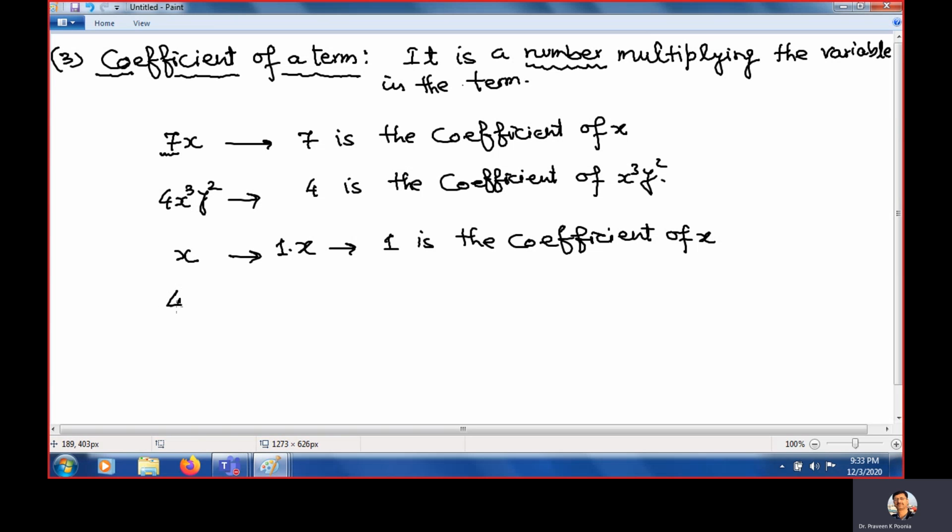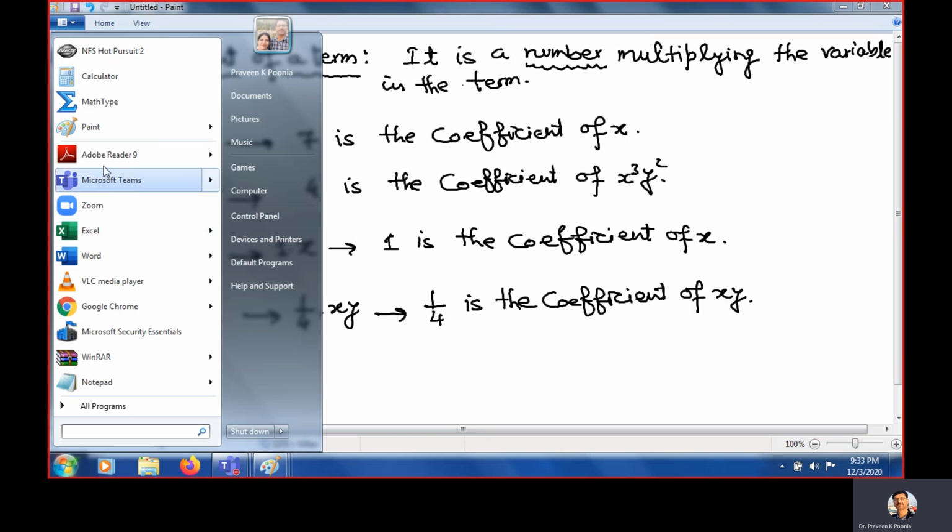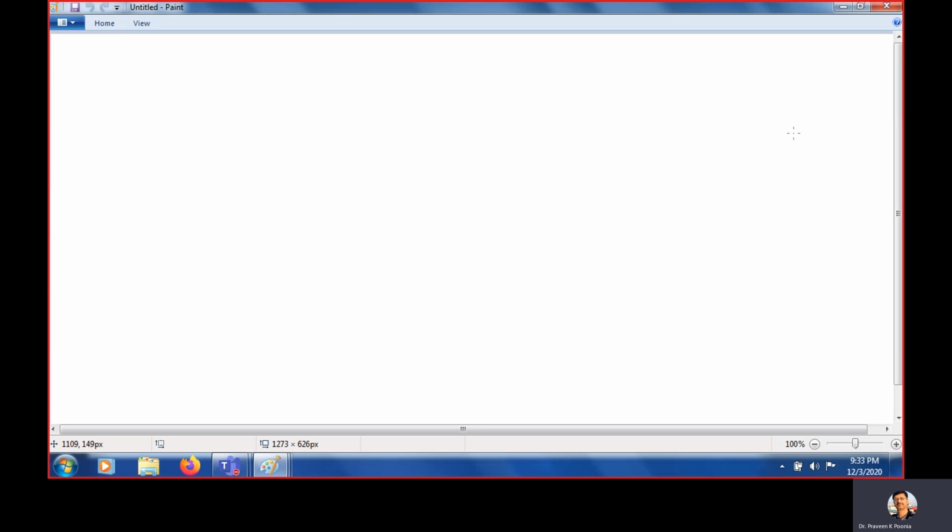Okay, if I write x upon 4, xy upon 4, so what it is? We can write it 1 upon 4 into xy. That means 1 upon 4 is the coefficient of xy. This is how to write the coefficient of any term, and this we are going to use in the coming topics. So you need to remember.